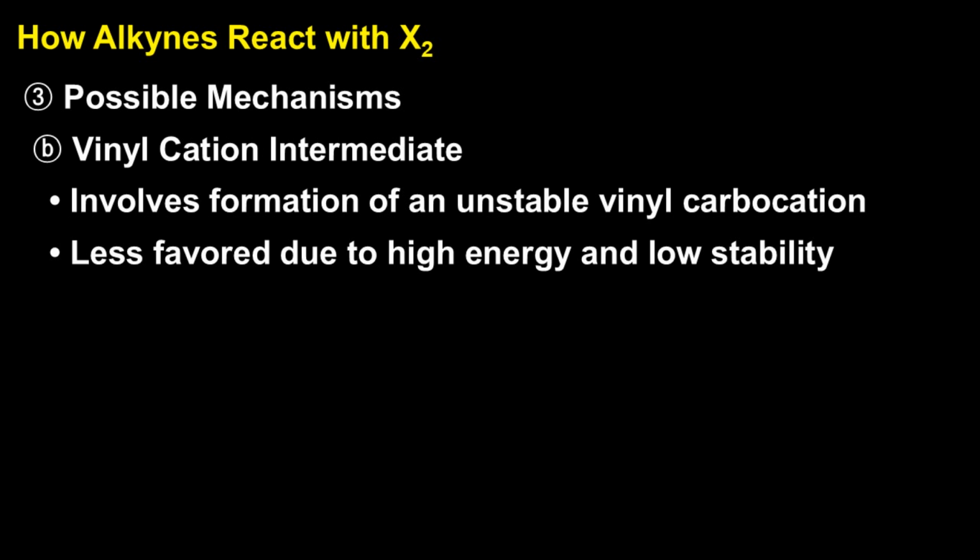Now let's take a look at another possible pathway. This one goes through a vinyl cation intermediate. In this case, the halogen still adds to one of the alkyne carbons, forming a new C-X bond. So that part's the same as before. But here's the key difference. Instead of forming a halonium ring, the other carbon is left as a free vinyl cation. This kind of intermediate is pretty unstable and high in energy, so overall this pathway isn't very favorable. Still, it's something to keep in mind, especially when we look at the actual product mixture.